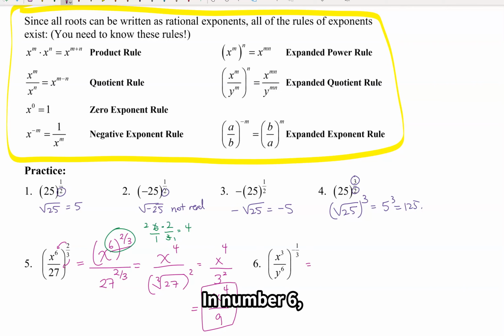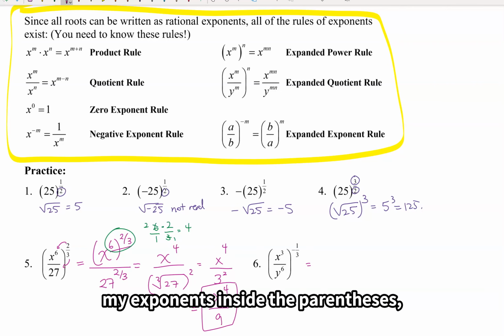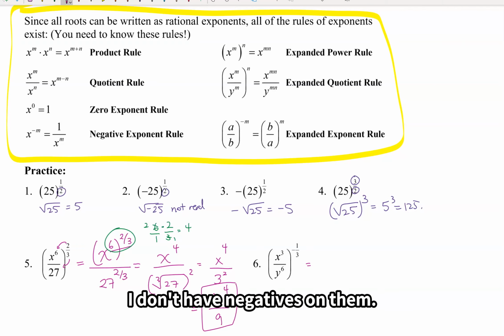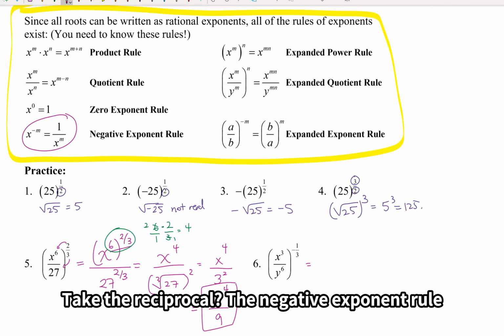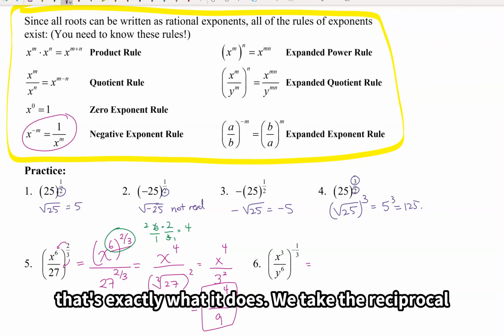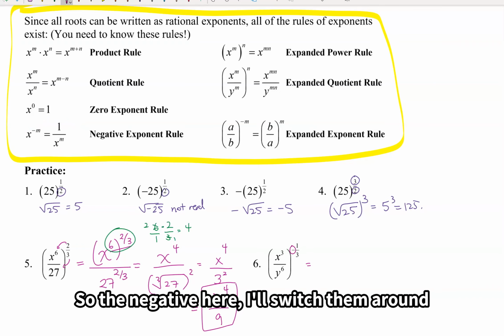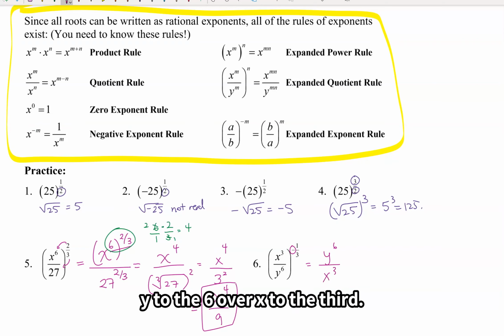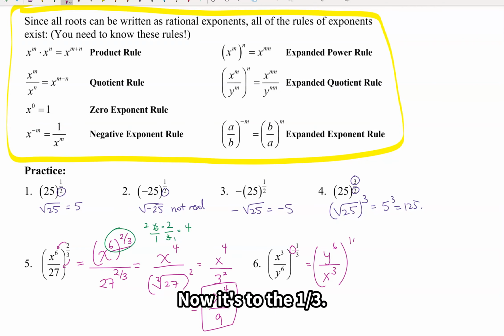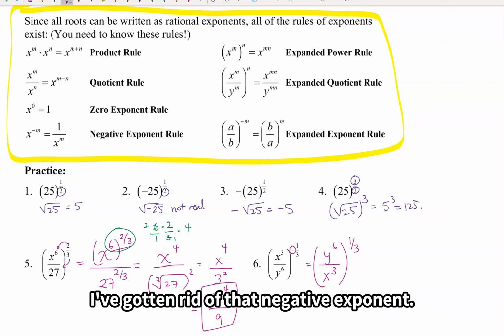In number 6, we could distribute the negative, but I'm noticing that my exponents inside the parentheses, I don't have negatives on them. So what if I use the negative to take the reciprocal? The negative exponent rule, that's exactly what it does. We take the reciprocal and we flip the fraction. So the negative here, I'll switch them around. Y to the 6th over x to the 3rd. And now it's to the 1/3. And then I can distribute it in. I've gotten rid of that negative exponent.